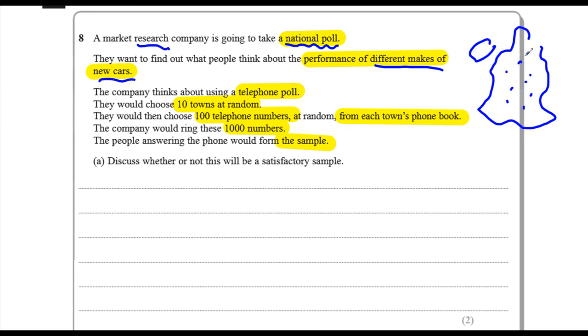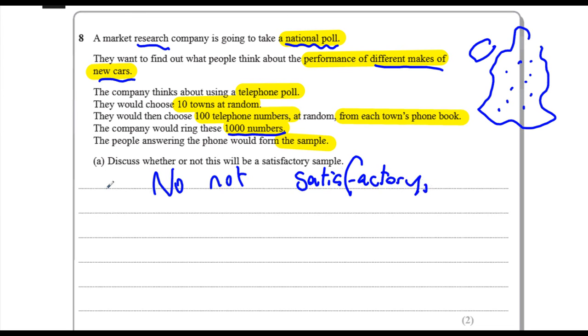Now there's a lot of towns in the UK, so 10 towns isn't that many. And there's a lot of people that live in the UK. And 1,000 is not much out of millions. Okay? So it's a relatively small number. So I'd say no, the sample is not satisfactory. And there's a couple of reasons. The sample is too small to be representative.